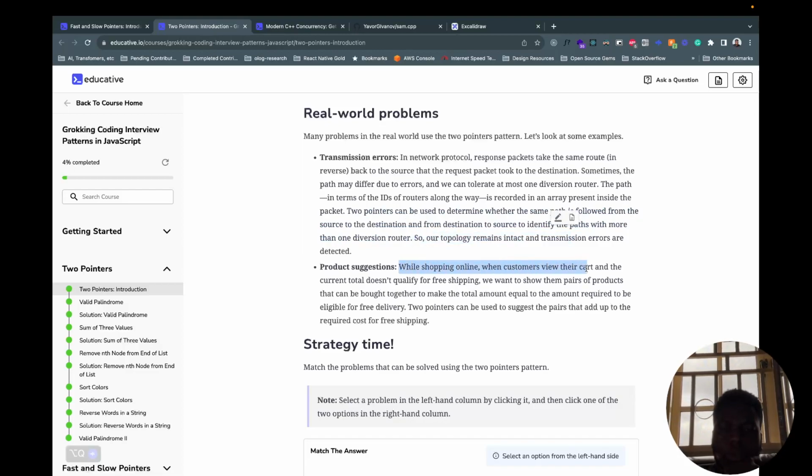Product suggestions: while shopping online, you may view a cart and the current total doesn't qualify for free shipping. We want to show them pairs of products that can be bought together to make the total amount equal to the amount required to be eligible for free delivery. Two pointers can suggest pairs that add up to the required cost for free shipping.